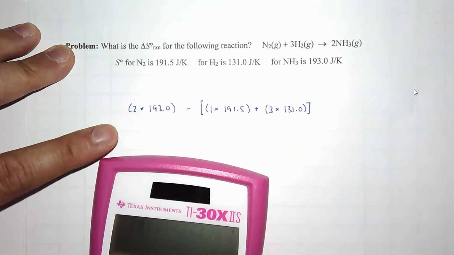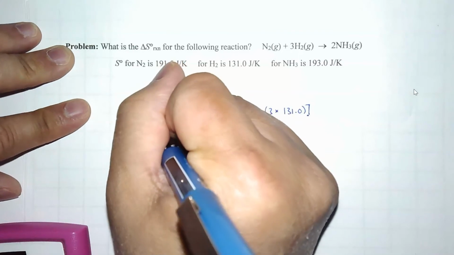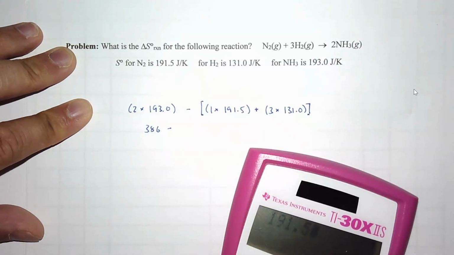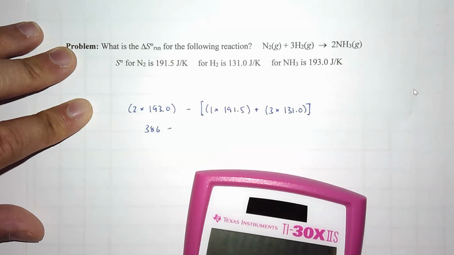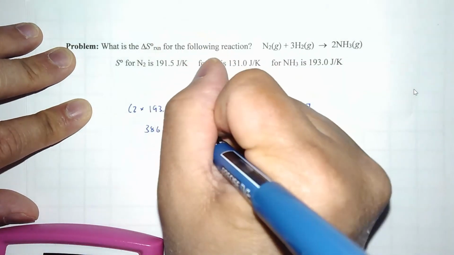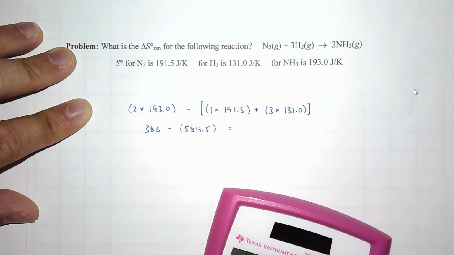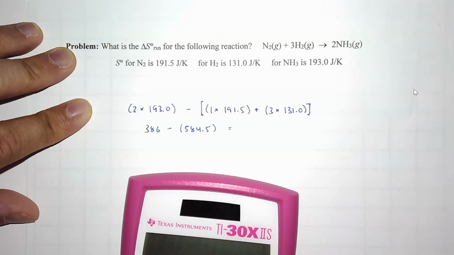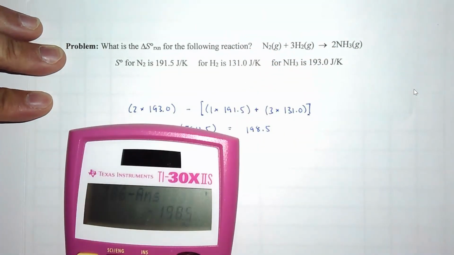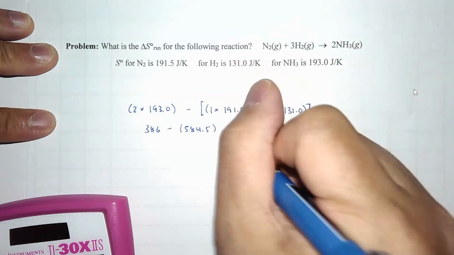Okay. 2 times 193, 386. In this case, I normally don't like to rewrite every step, but in this case I will. 191.5 plus 3 times 131. So I have a minus, and this is positive, 584.5. 386 minus that answer, hopefully it's negative, 198.5. 198.5, and it is a negative. Don't forget your units.